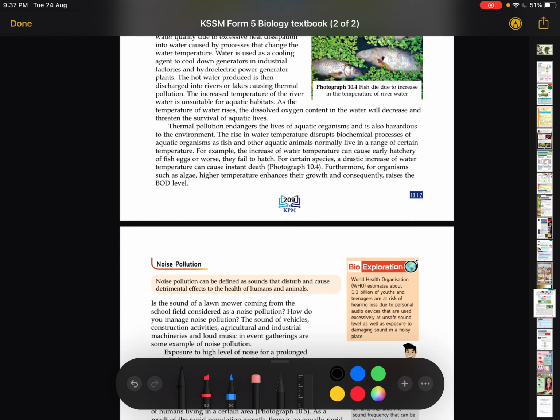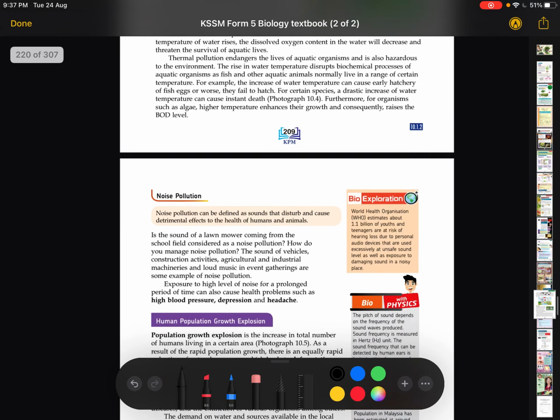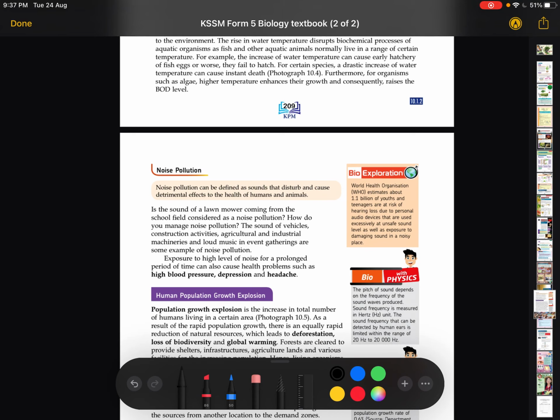And again, BOD level. Algae don't just like phosphate or nitrate ions, they also like high temperatures. So they will have a high BOD level. It will cause a higher BOD level because there needs to be more decomposers.